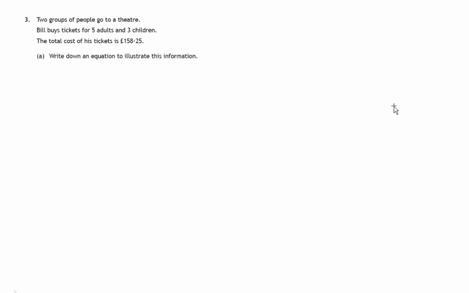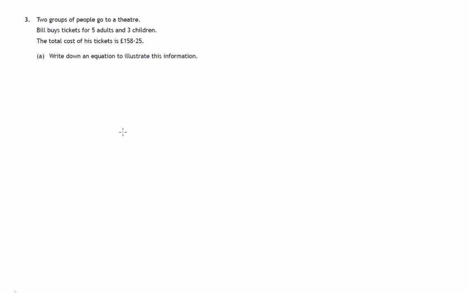So this is question 3 from paper 2 of the 2014 National 5 Maths exam. Got a group of people going to the theatre, 5 adults, 3 children. Total cost is £158.25. So 2 prices, adult tickets, children's tickets. And we're asked to write down an equation to illustrate this information.